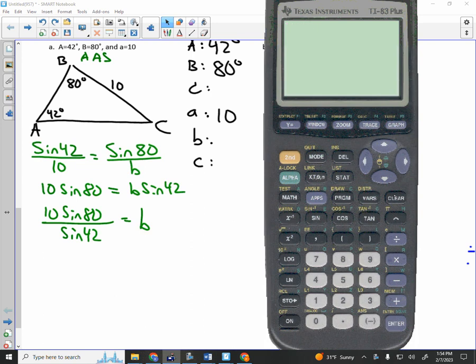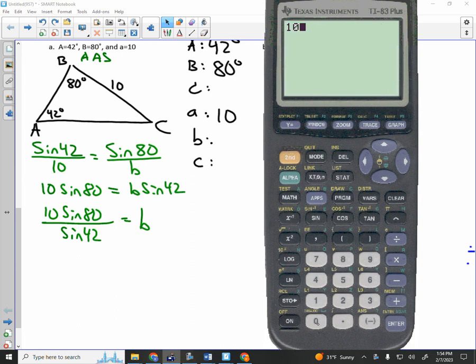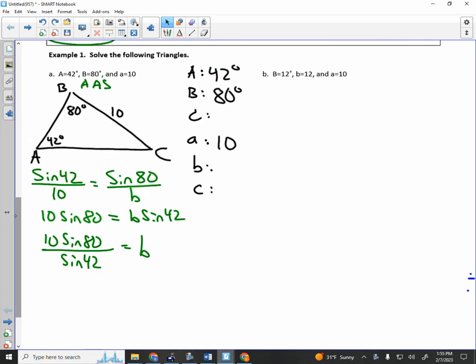The sine of 42. So I turn my calculator on. I check to make sure I'm working in degrees and not radians. And I take 10 sine of 80 and I divide it by the sine of 42. And I get 14.72. That's b.